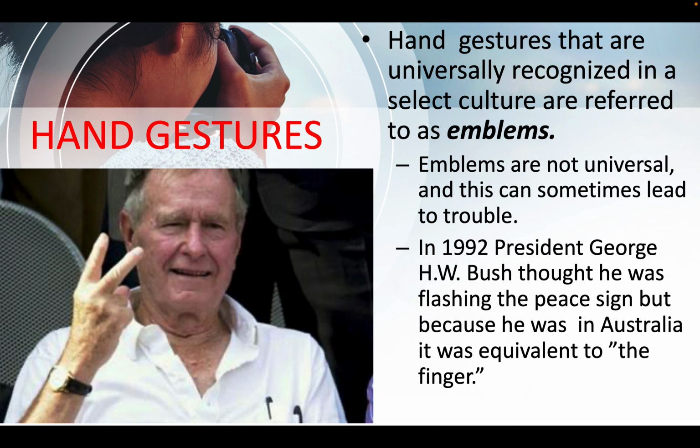Hand gestures that are universally recognized in select cultures are referred to as emblems. Emblems are not universal, and this can sometimes lead to trouble. In 1992, President George H.W. Bush thought he was flashing the peace sign, but because he was in Australia, it was the equivalent of giving people the finger. And that's the symbol right there.